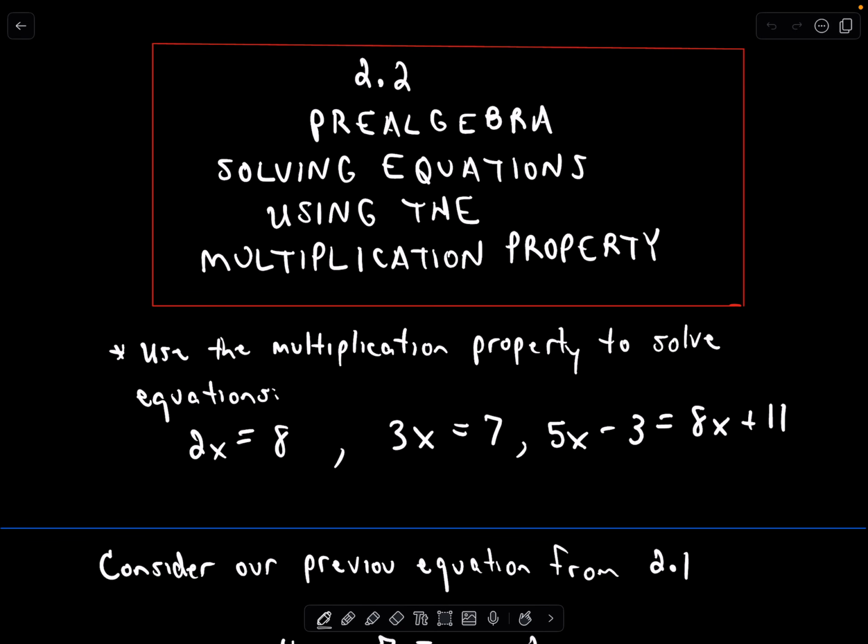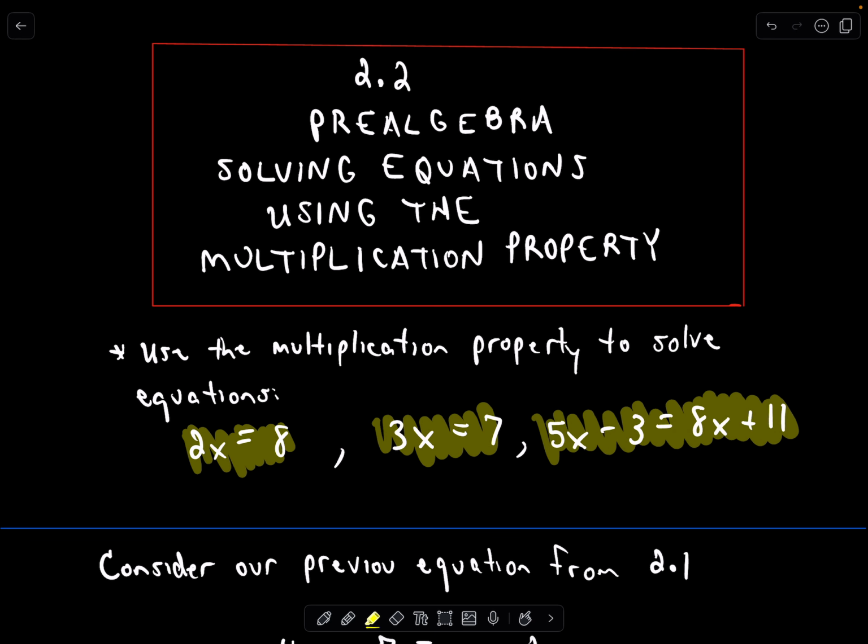So this is going to be 2.2 for my pre-algebra series, and this is going to be solving equations using the multiplication property. So we're going to solve some equations that look, maybe they're reduced to something that looks like 2x equals 8, 3x equals 7, or maybe our initial equation looks like 5x minus 3 equals 8x plus 11. So we're going to solve some equations that look like this, these linear equations.